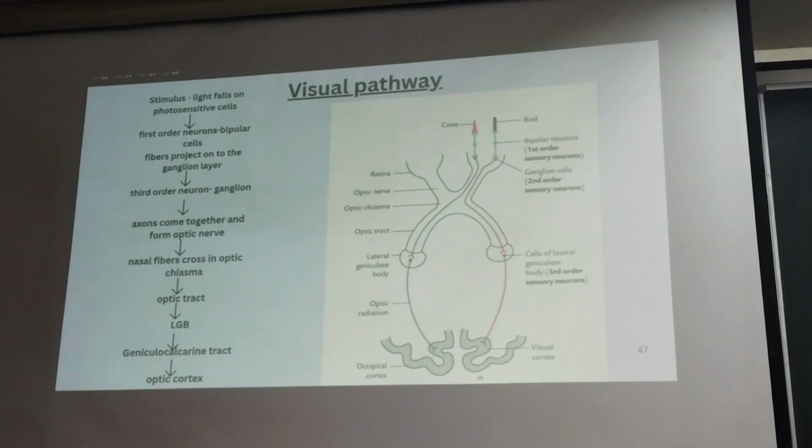The next layer to be excited is the layer of the bipolar cells. These bipolar cells are specifically located in the inner nuclear layer of the retina. There are 10 layers of the retina. So these bipolar cells are located in the inner nuclear layer.